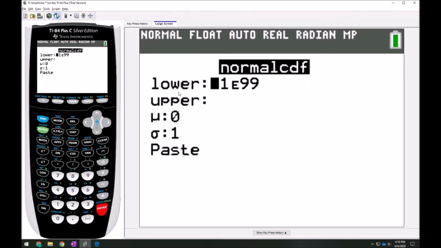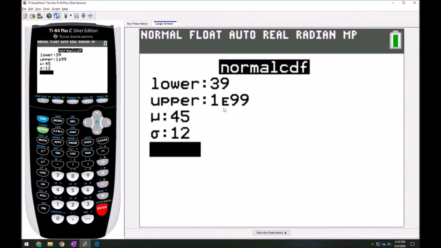You'll see right here, I open it up and it has the same basic piece of information. Lower, upper, 0, 1. So I'm going to start entering my numbers in. My lower value, where my blue space started, was 39. My upper value was 1, followed by an E and a 99. If you look above 7, you'll see that there's a comma button here, but I'm not going to click this button to get a comma. If you notice above it in blue or in yellow, you'll see these capital E's. That's what I want. So I'm going to click second and the comma button to pull in that little E. And then I can put 99. Then I'll put down my mean of 45, my standard deviation of 12, and I'm good to go.